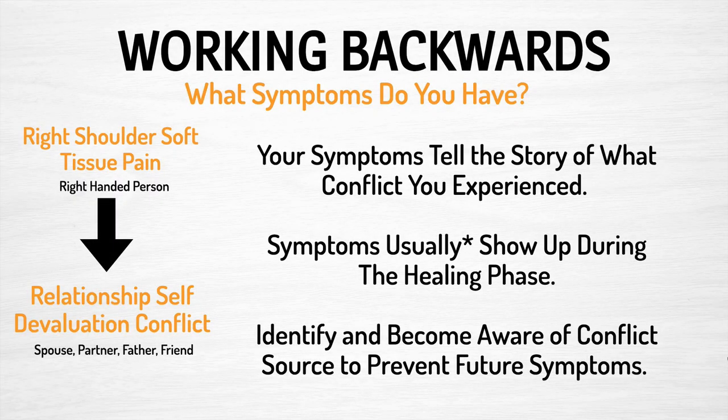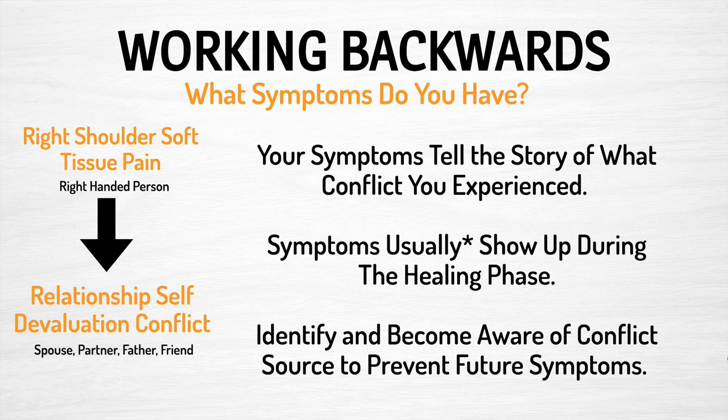Okay, so in GNM, we work backwards. We start with whatever symptoms you are presenting with. Your symptoms tell the story of what conflict you experienced. And symptoms in the German New Medicine understanding usually show up in the healing phase. So typically, by the time you realize that you have something going on, the conflict, for the most part, has already been resolved. So what we want to do is identify and become aware of the conflict source so we can prevent symptoms in the future.